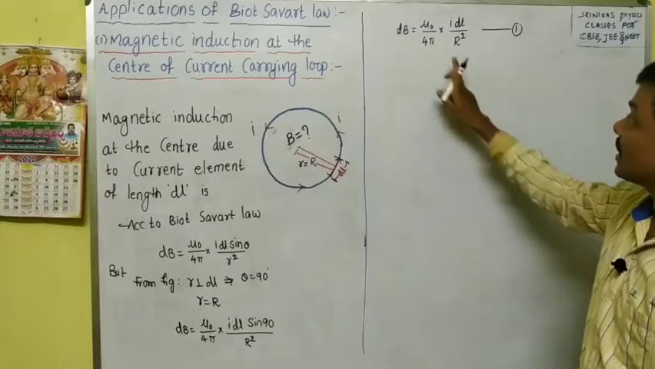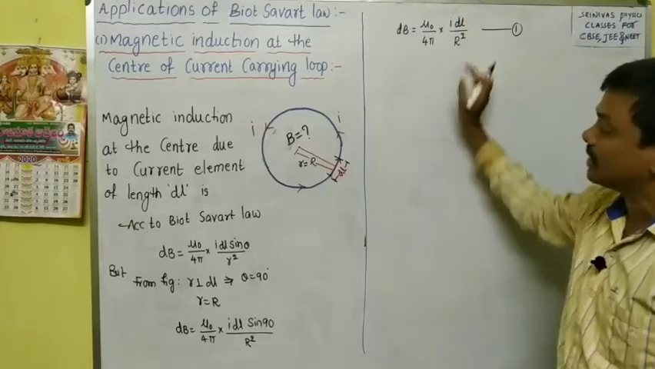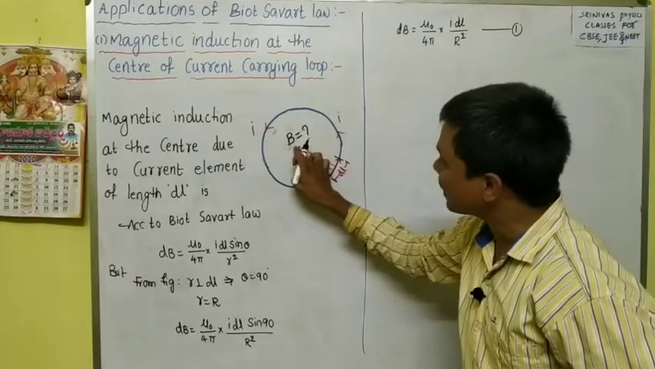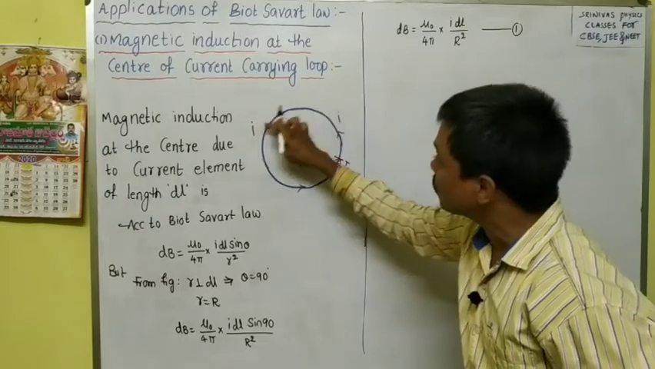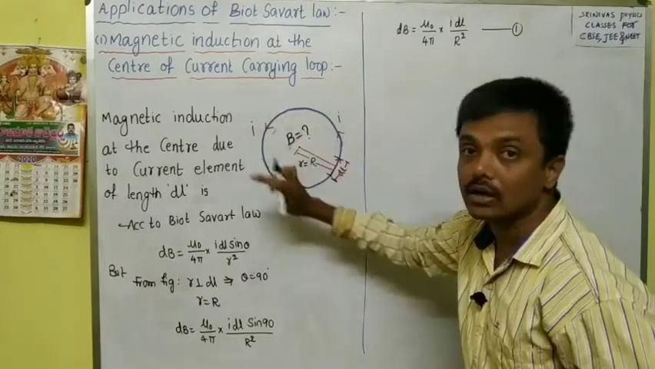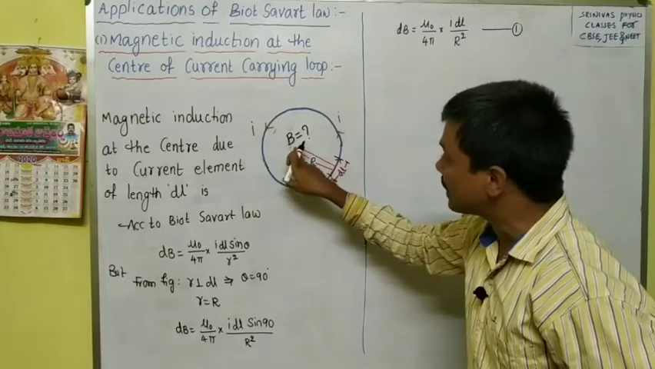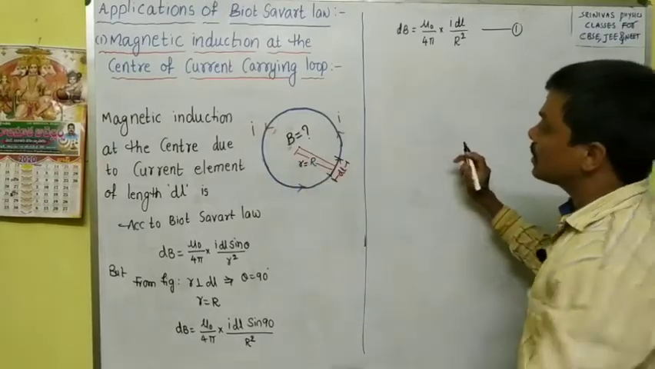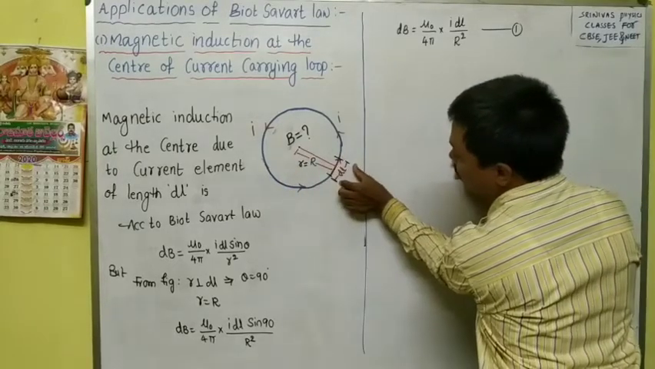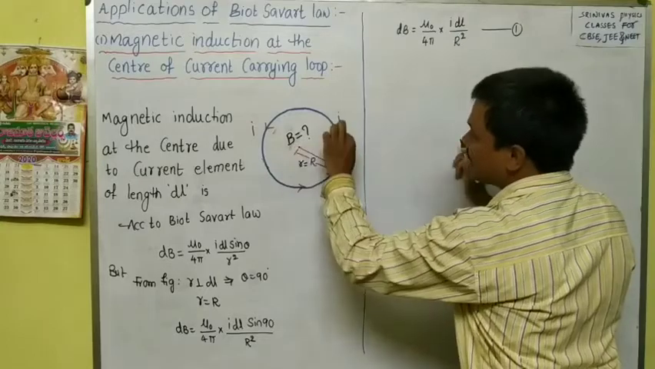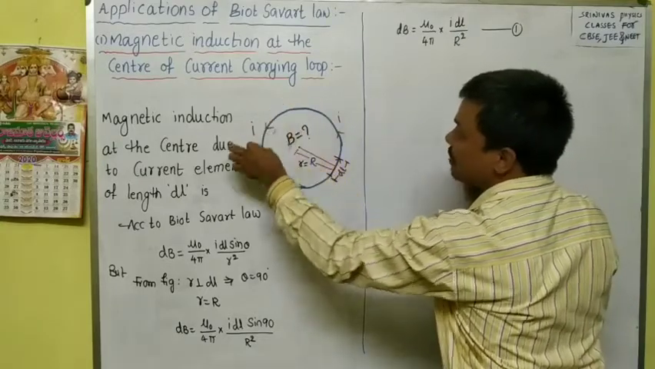This is the magnetic induction due to an element of length dl. We found the magnetic induction due to a small element, but due to this circular loop I want to find the magnetic induction at the center. For that, this is a small element giving magnetic induction dB, and like that there are many small elements.